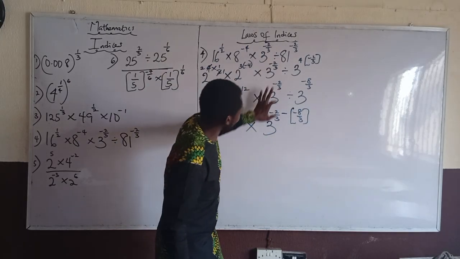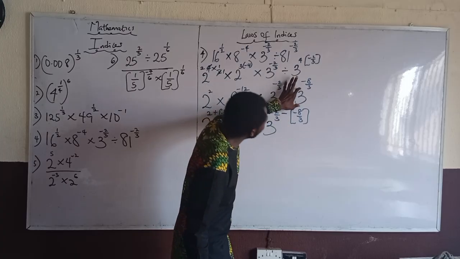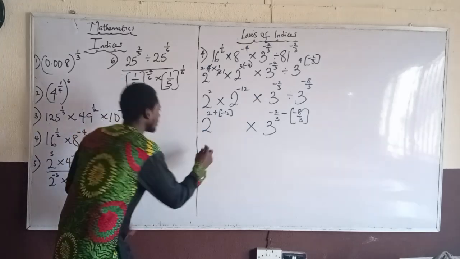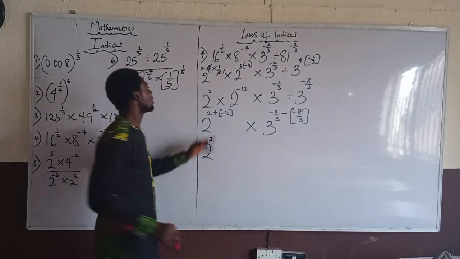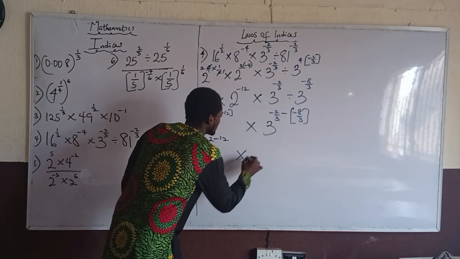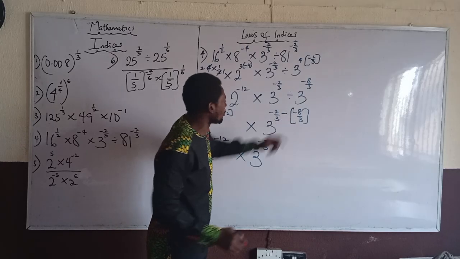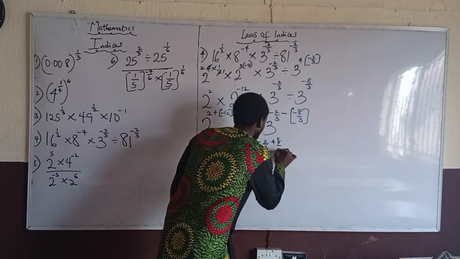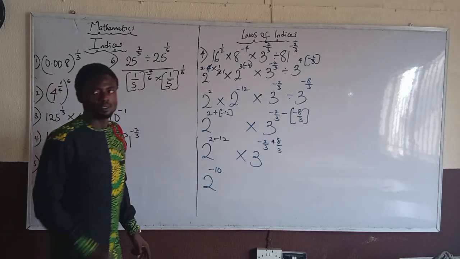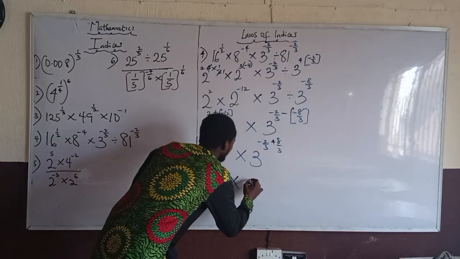So this is minus 2 over 3. Because of this division, I'm having this minus. Then this one also have what? Negative. This one I'm having double minus. So here becomes 2 raised to power 2. Plus times minus is minus. Times 3 raised to power minus 2 over 3. Minus times minus is plus. So here becomes 2 raised to power minus 10, because 2 minus 12 is minus 10, times here becomes 3.